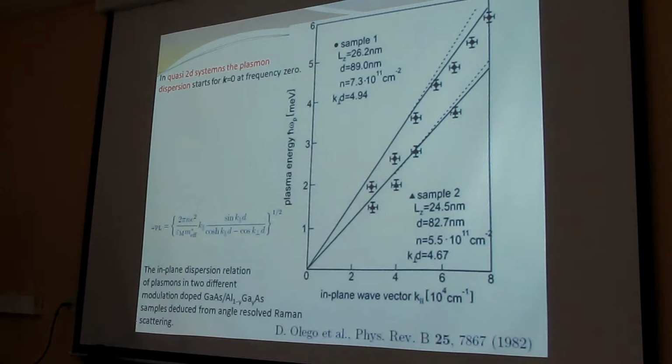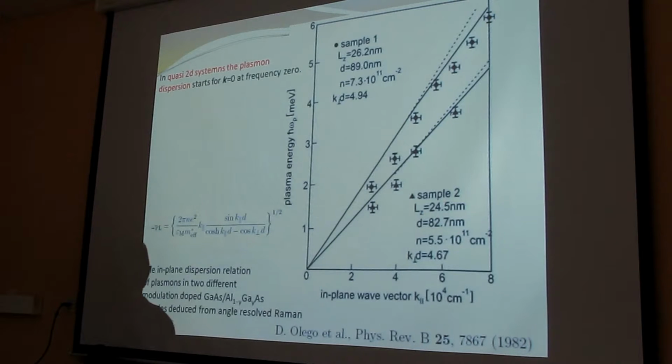Now, this is, I think, the last example for plasmons. What happens with plasmons in a quantum well? And we saw before that the plasmon dispersion starts at the longitudinal frequency. If you have a quantum well, the dispersion starts already at k equals 0, even for the longitudinal mode. And this is very simple.